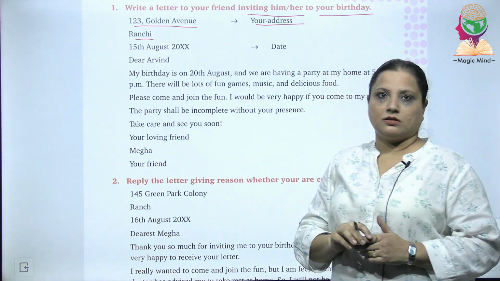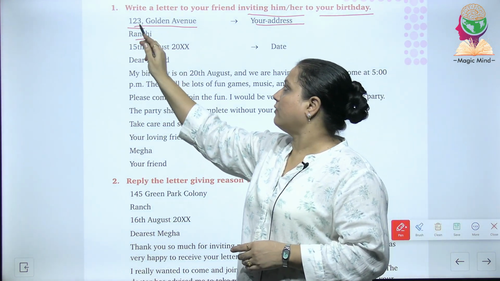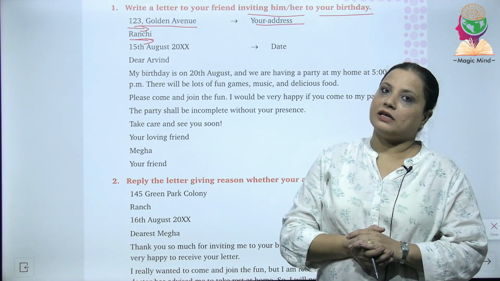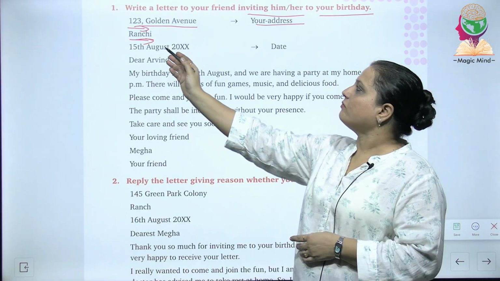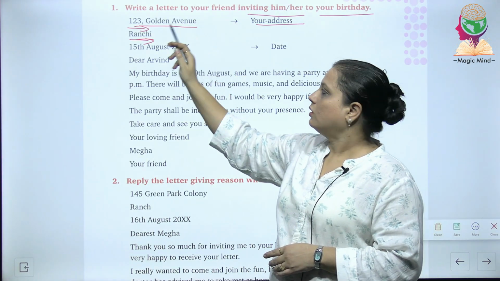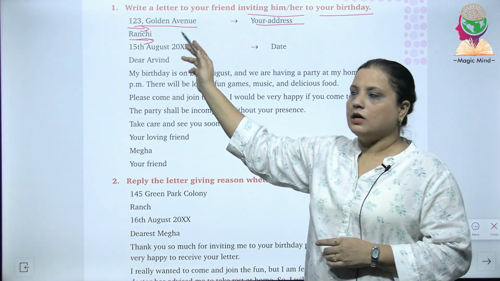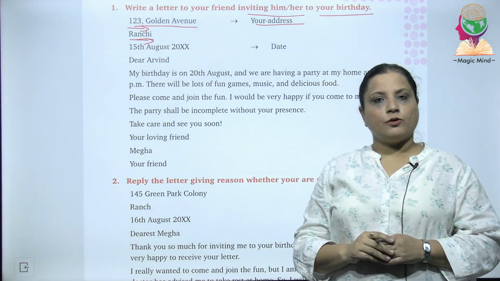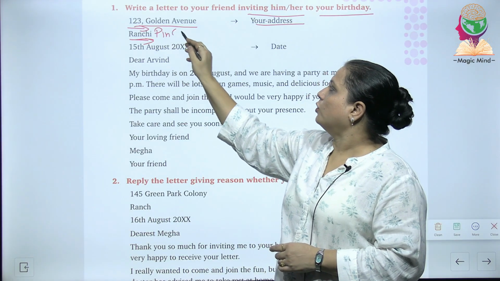In between these, that is the address and the date, you must have noticed a gap has been left. What does this gap refer to? This gap refers to leaving a line in between the address and the date. Now here they have mentioned the address as 123 Golden Avenue and Ranchi. This is the name of the colony. This is the name of the city. One more thing, you should also mention the pin code of your city.